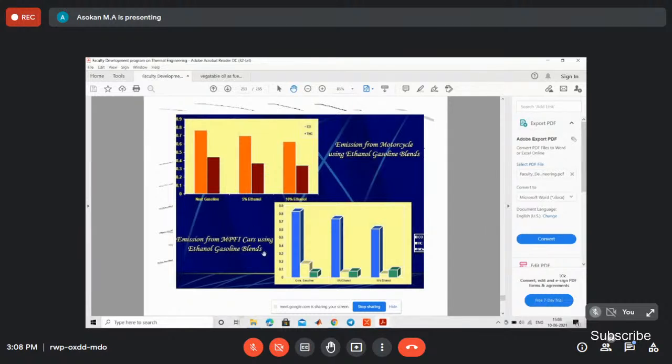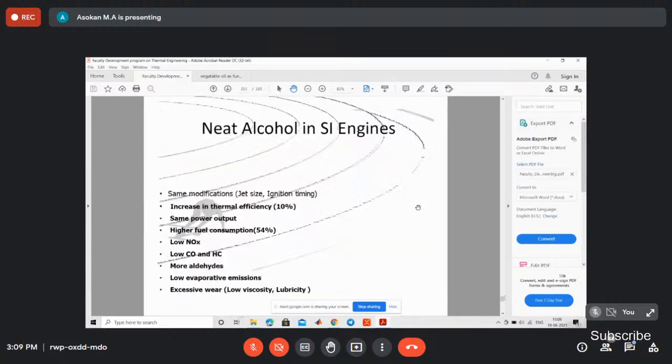And see this emission from a multi-point fuel injection system. See, this is the commercial gasoline: CO, HC and the NOx. Then if you use 5% ethanol and 10% ethanol, the CO, HC and the NOx also decrease. See, the NOx value decreases. So how do we decrease the NOx? By adding ethanol in a certain percentage. So it decreases the combustion temperature.